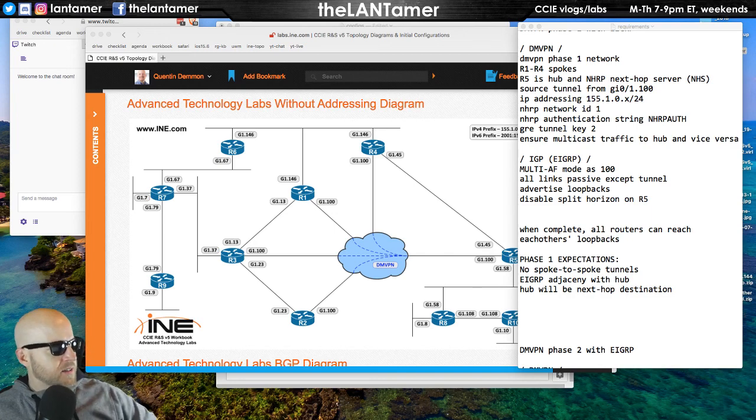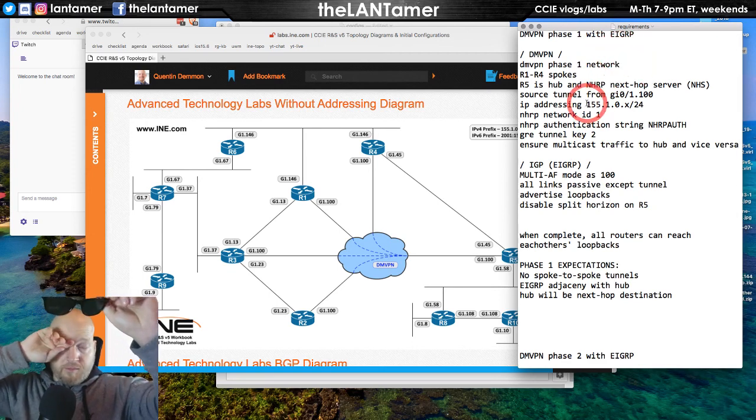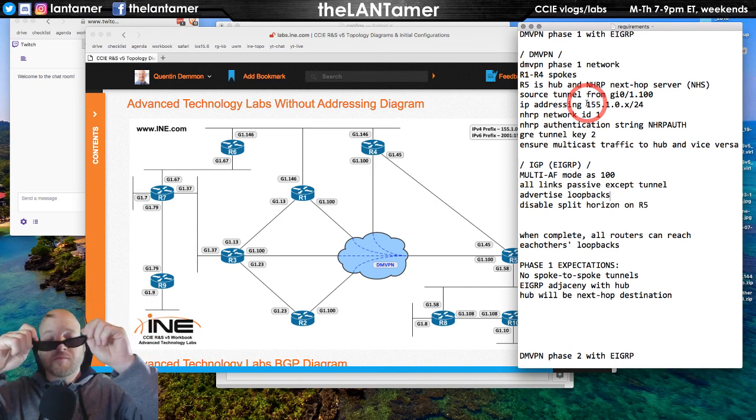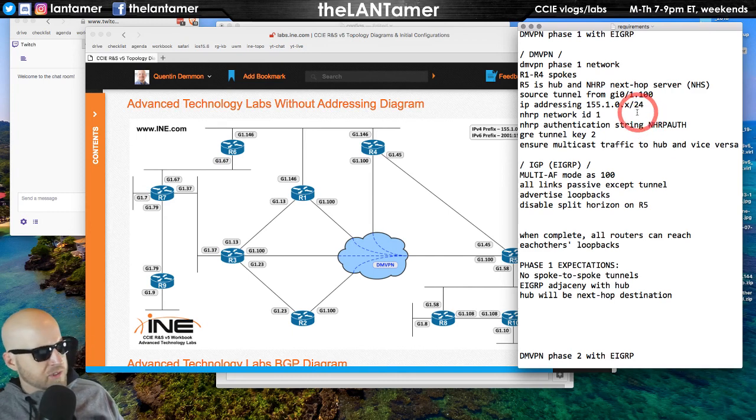But anyway, we're going to verify these requirements here. DMVPN Phase 1 with EIGRP. So we've got, okay, Router 1 and 4 are spokes, Router 5 is the hub and NHRP server. Source the tunnel from Gig 100, all right. I'm triple checking this because I'm hoping the image doesn't bomb out tonight. IP addressing 151.0.X, use NHRP network ID of 1.